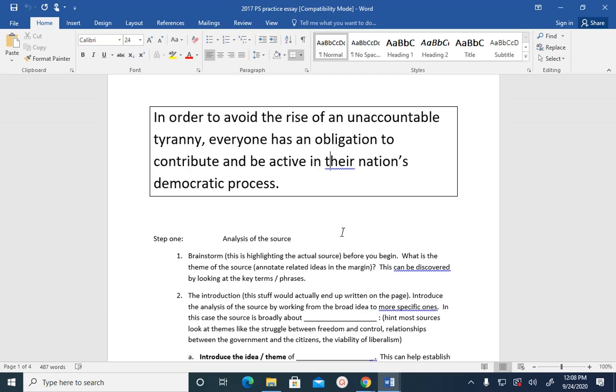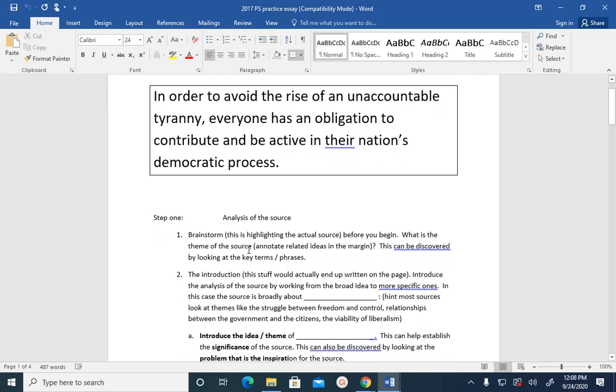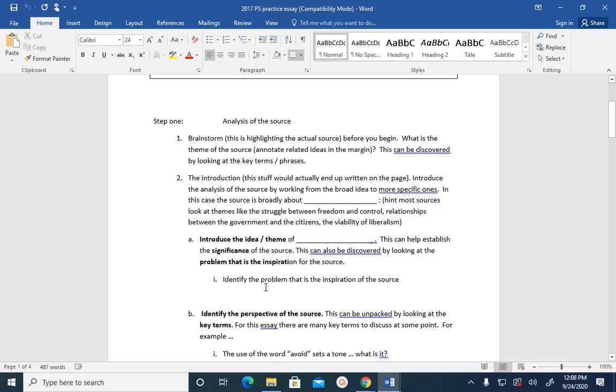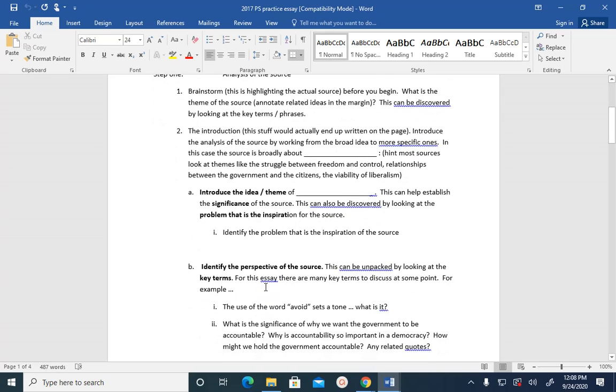Have a plan before you start writing. Brainstorm. Look at the big rocks. What are the key words? What's the theme? Is there some kind of problem that inspired the source? What's the significance of that problem? What will happen if we don't solve the problem?